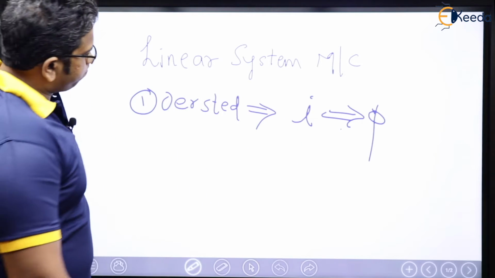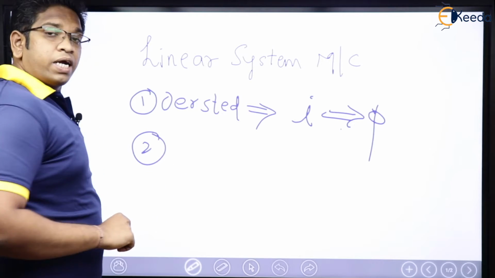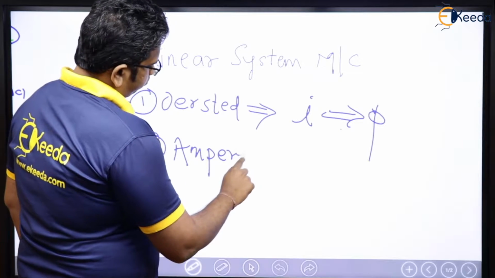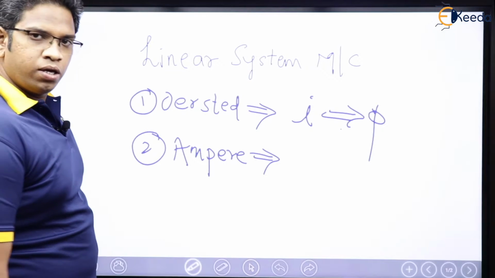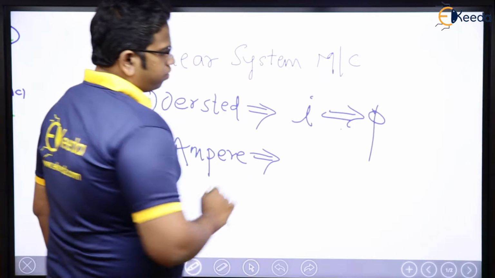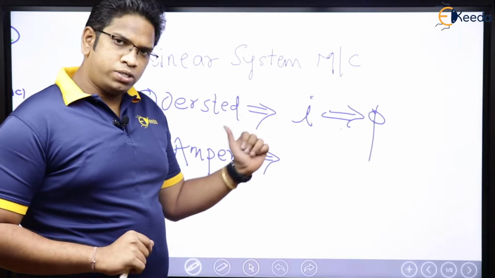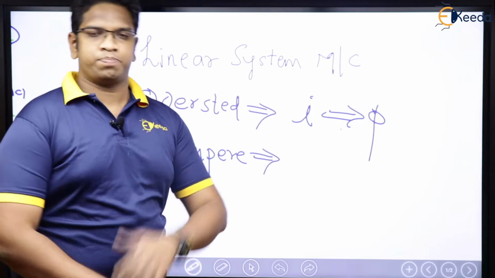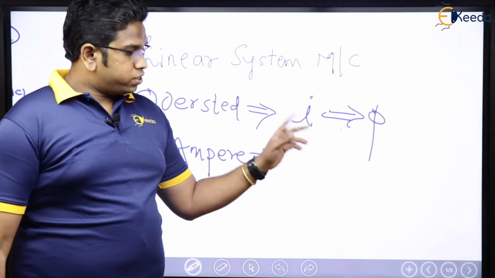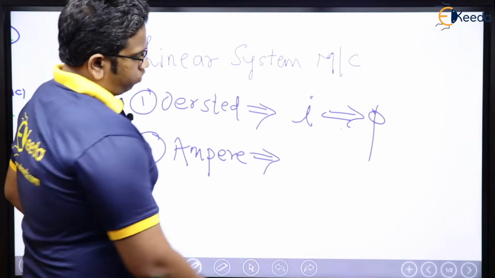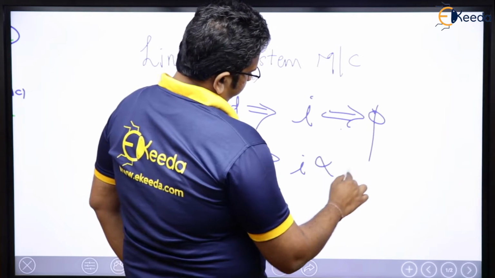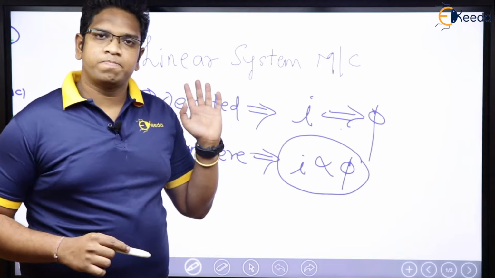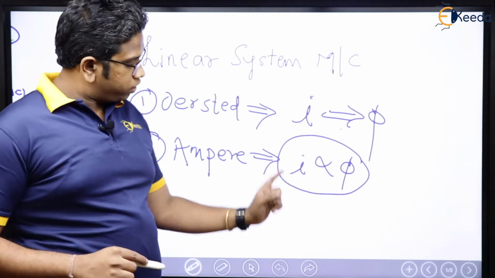Agreed? Now see here. Second, there was a scientist whose name was Ampere. Ampere actually gave the relation between them. Oersted said that whenever there is current, there is going to be corresponding flux set up around it. Fine. But then, what is the relation between them? That was given by Ampere. The relation was I is proportional to phi. This was the relation given by Ampere.